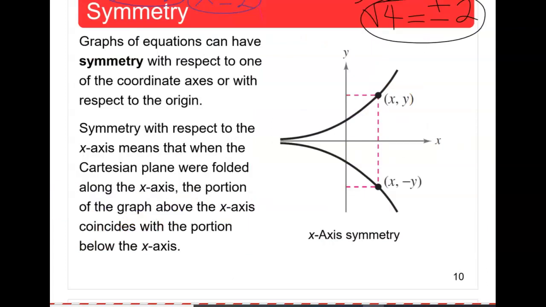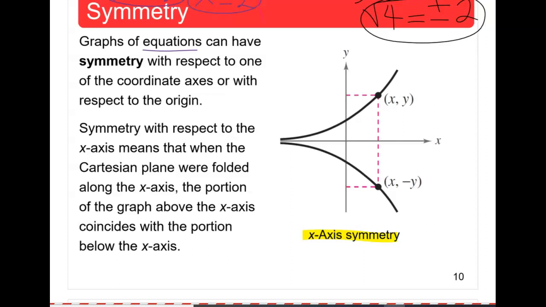Symmetry. Graphs of equations, remember, not functions, only equations, can have three types of symmetry. Well, they could have symmetry with respect to a point too, but let's just focus on symmetry with respect to the x-axis, like the example that we see here. We call this x-axis symmetry.